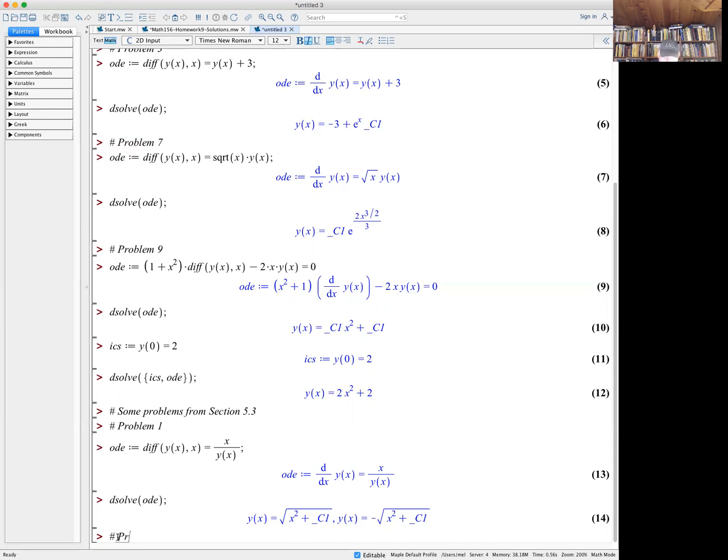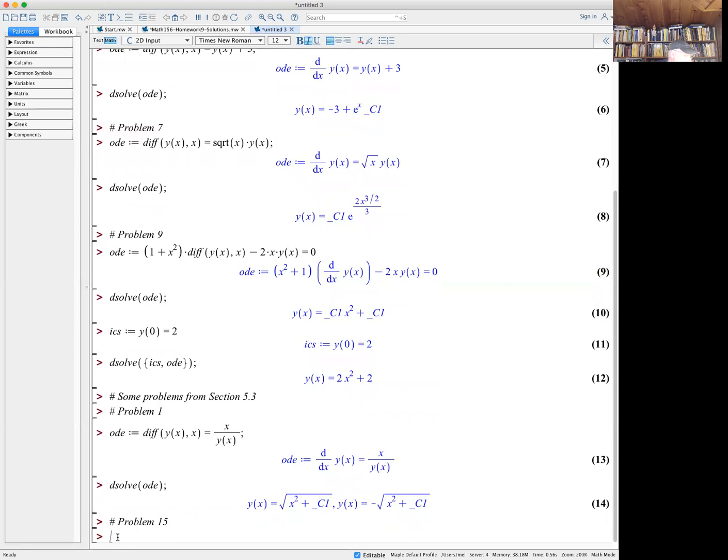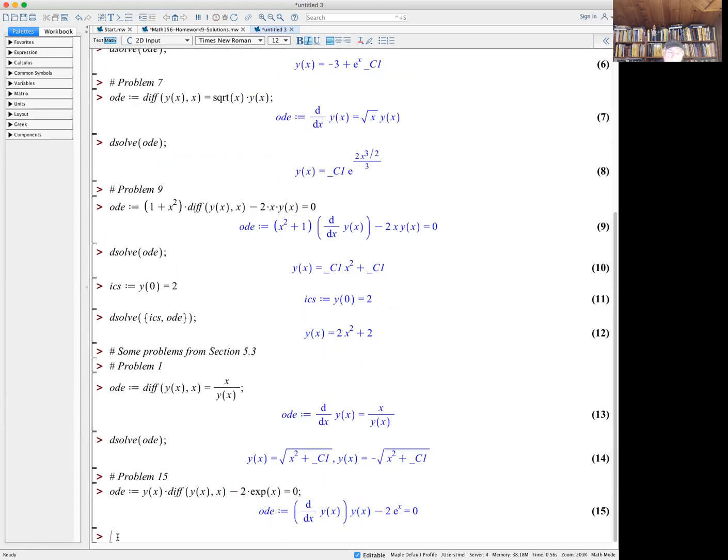Let's look at problem 15. So here we have a differential equation and an initial condition. The ordinary differential equation is y times y prime, that means y of x times the derivative of y of x with respect to x, minus 2 times exp of x, e to the x, equals 0.